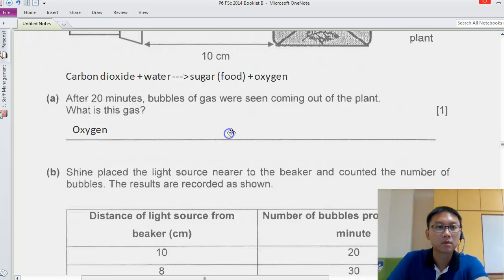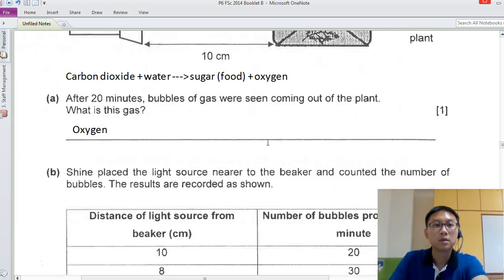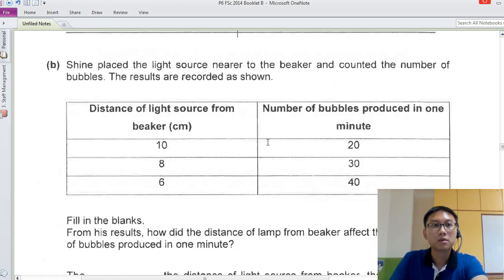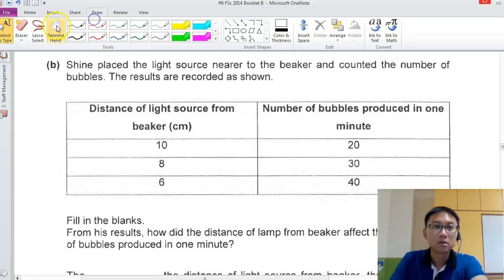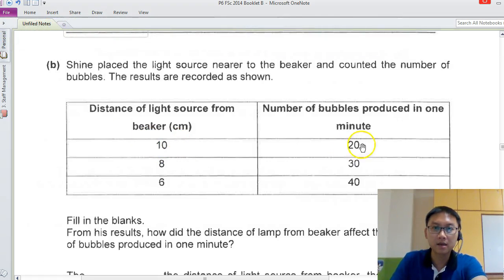Okay, it's quite straightforward. Now, let's see. Patrick placed the light source near the beaker and counted the number of bubbles. So the results are shown here. At a distance of 10, the number of bubbles is 20. When the distance gets nearer, it becomes 8, and it got more bubbles. And when even nearer, it has the most amount of bubbles.